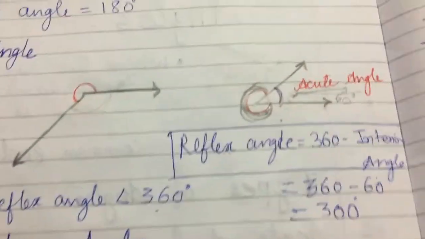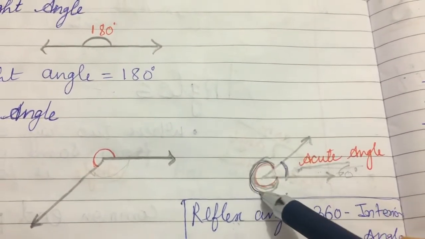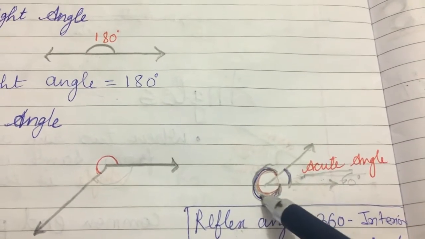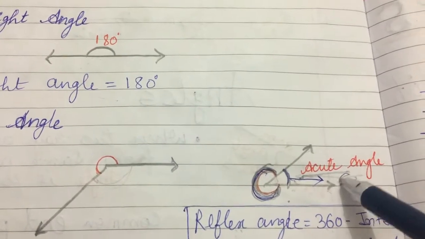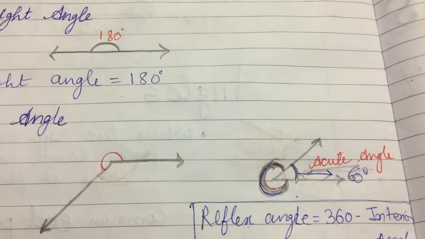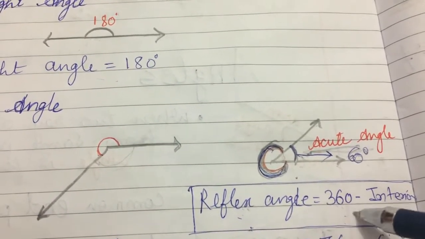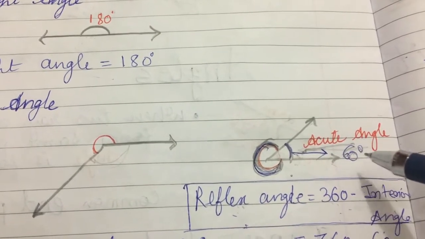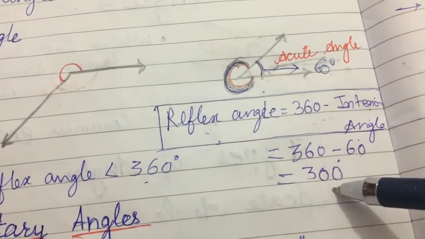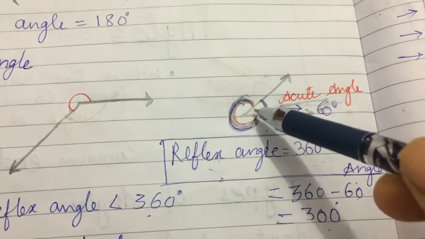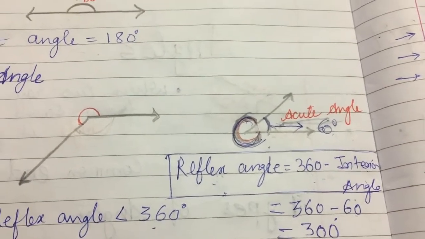So see here one example. If here is one angle, you have to find the reflex angle. If the question is to find the reflex angle and one acute angle is given, like 60 degrees, take 60 degrees. For that you have to follow this: reflex angle equals 360 minus the interior angle. Here the interior angle is 60. So you subtract 360 minus 60 and you get 300. In this way you can find the reflex angle if the interior angle is given.